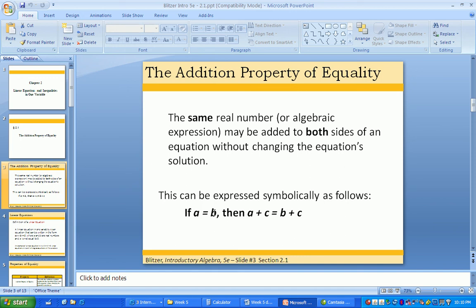So we can change the way it looks, but we can't change the actual equals. As long as it still equals, we're okay. So that's the main rule. We can change the way so many of these things look as long as it's still equal.